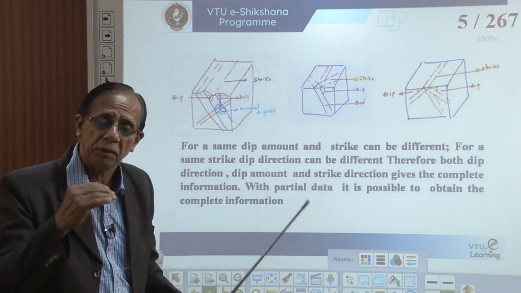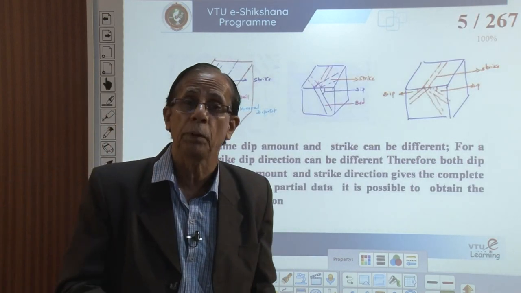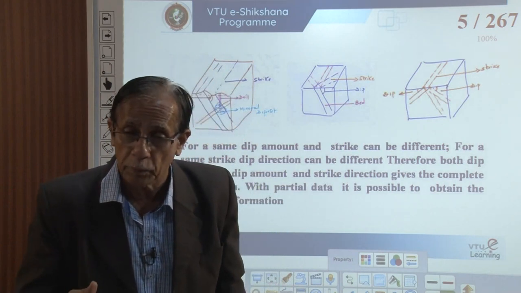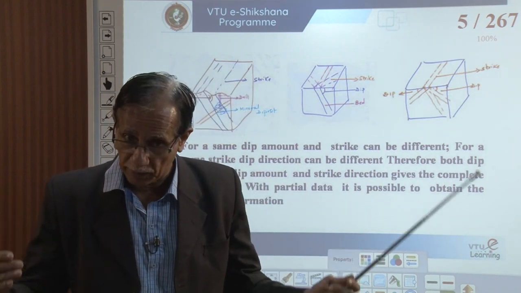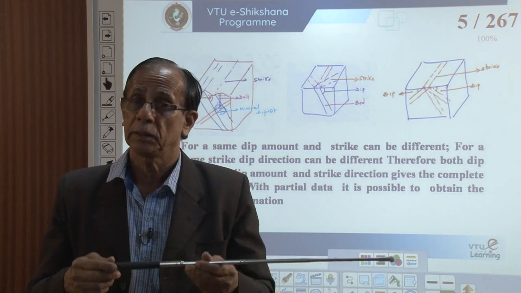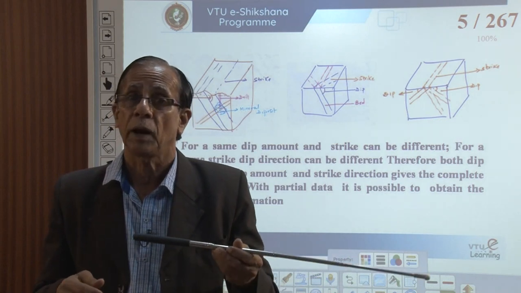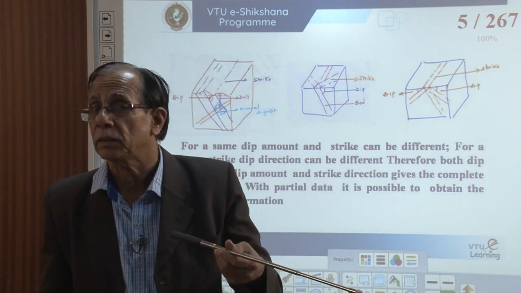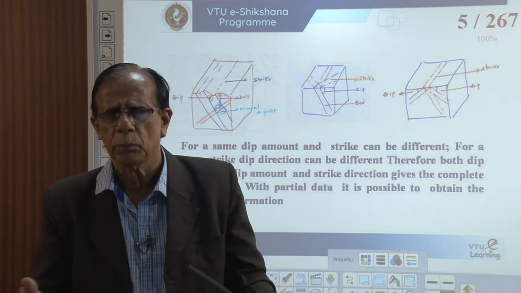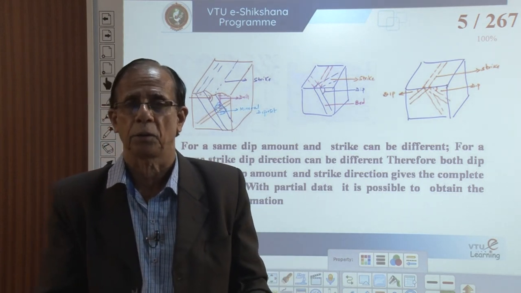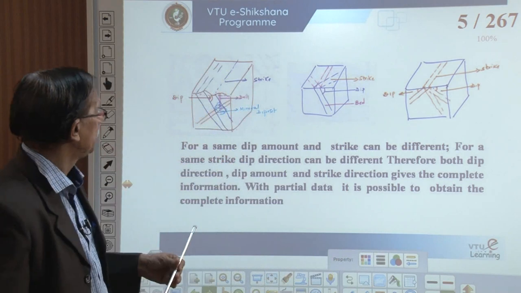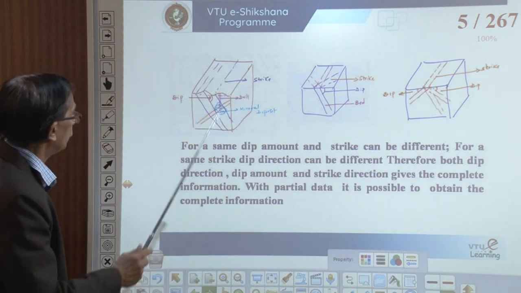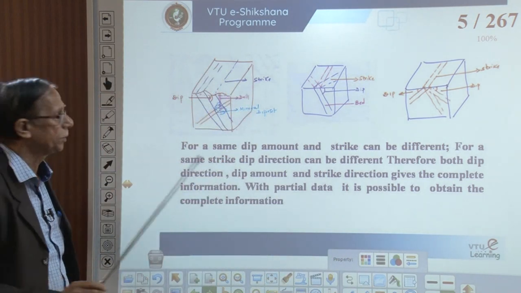There is a definite relationship between a true dip and apparent dip. Given several apparent dips, I can find the true dip. If I have the true dip, I can find the direction of the strike line. There are some exercises we shall try now, okay?